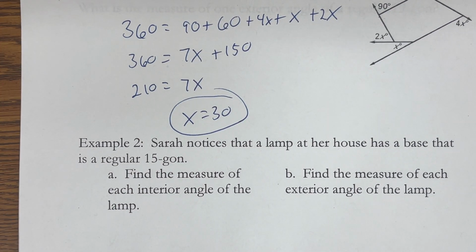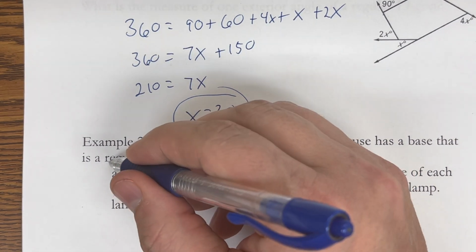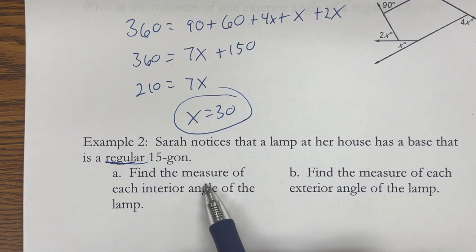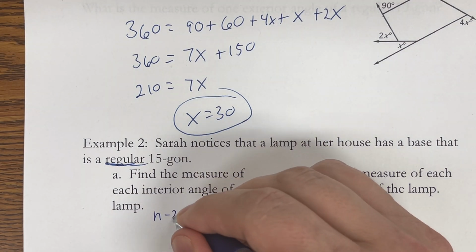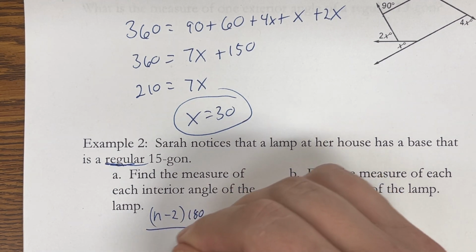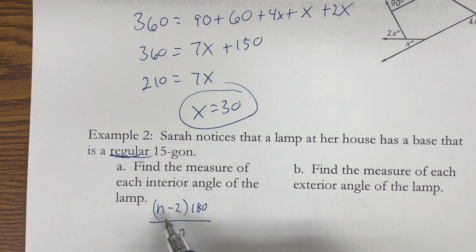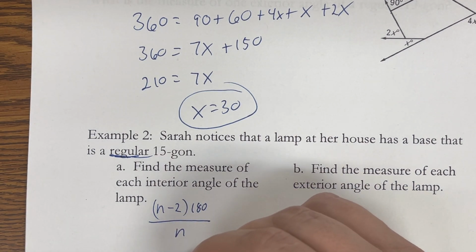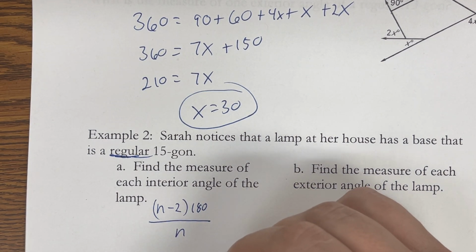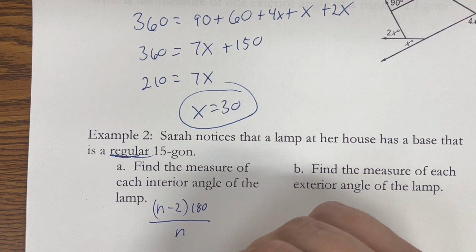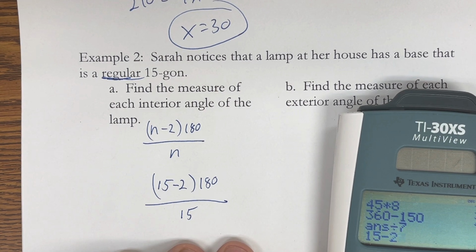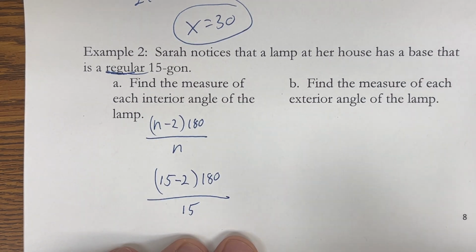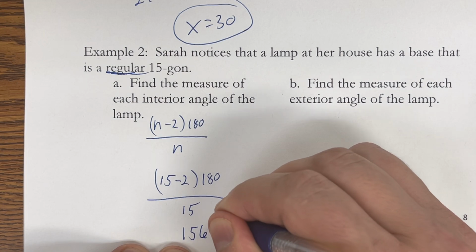All right, Sarah notices that the lamp at her house has a base that is a regular 15-gon. Find the measure of each interior angle of the lamp. So each interior angle, we just did that a few times. N minus 2 times 180, divide that by n, okay? So when I do this, 15 goes in, so 15 minus 2 times 180 divided by 15, and let's see what we get. Oh, there we go. Got 156. So each interior angle is 156 degrees.